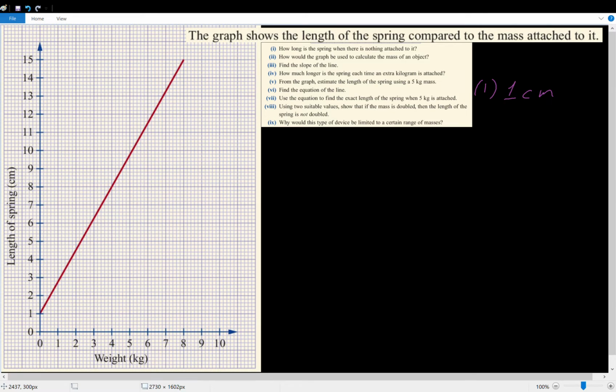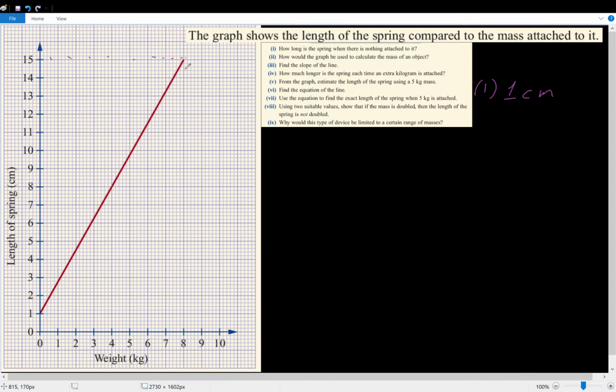Alright, part 2, we're asked how would the graph be used to calculate the mass of an object? Well, what you would do is you would measure the length of the spring when a given mass is attached to it. Then you would go to that length that you've measured on the left, so for example say 15 centimeters, and you would work your way from there across to the red line just here.